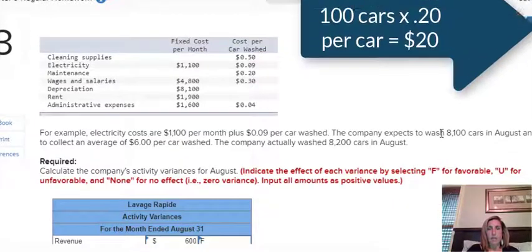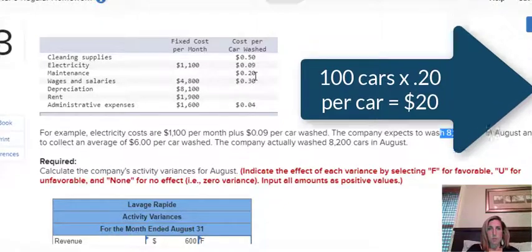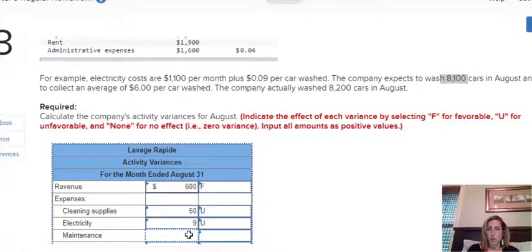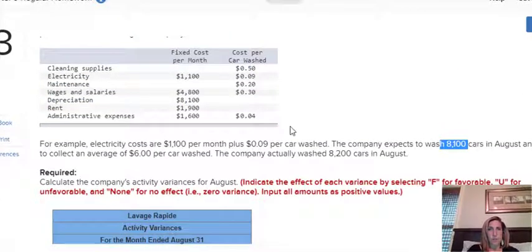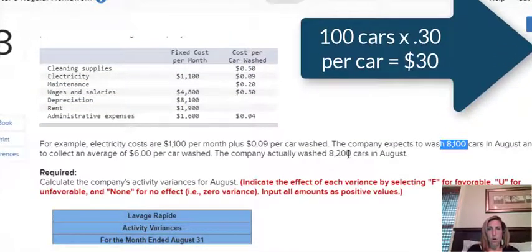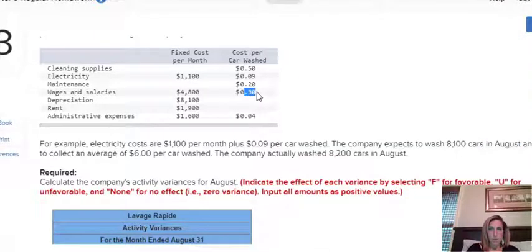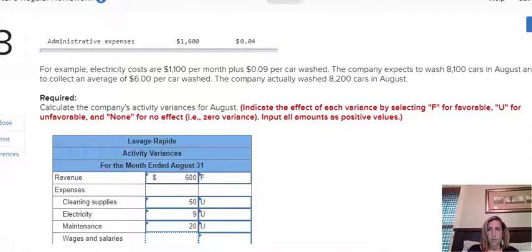The next line, again, we're still dealing with the 100 car difference times 20 cents per car. So a $20 unfavorable maintenance activity variance. The next line, 100 cars of extra cost at 30 cents per car for wages and salary would be $30 unfavorable.